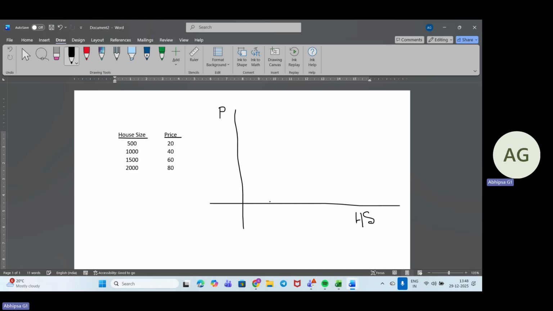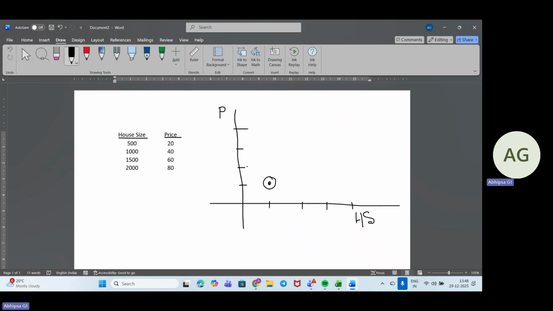Suppose this is around 500, this is 1,000, this is 1,500, this is around 2,000. So this is my plot that we have done. And here, this is 20, this is 40, this is 60, and this is 80, right? So for the first one, my point will be here.